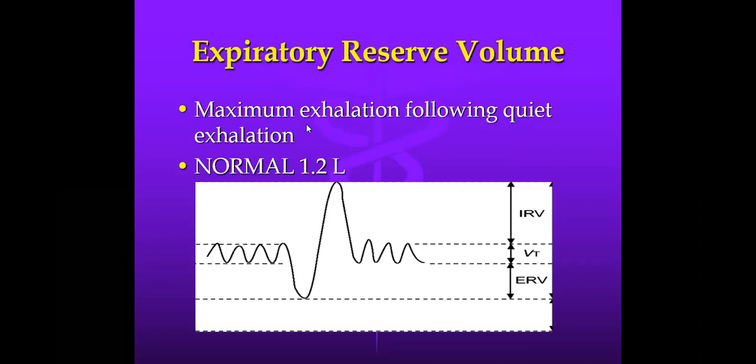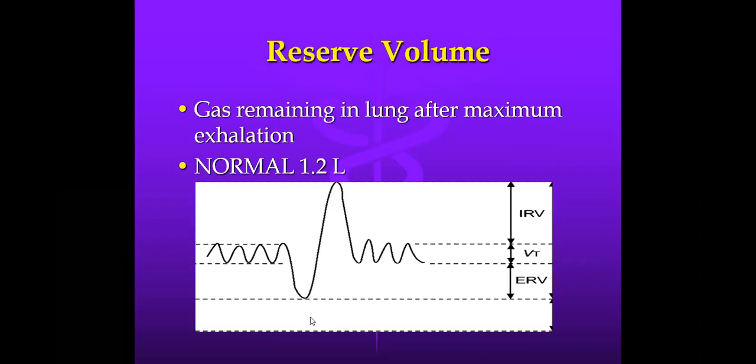ERV, maximum exhalation following a quiet exhalation. So quiet in, quiet out, and then push as far as I can go, that's just this part left after a quiet out. That's your ERV, expiratory reserve volume, 1.2 liters. And finally, your residual volume is gas remaining in the lungs after a maximum exhalation, 1.2 liters. So after I blow as far as I can blow, there's still some air in my lungs. That's my reserve, also known as residual volume.